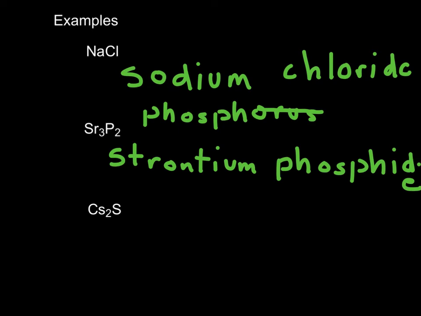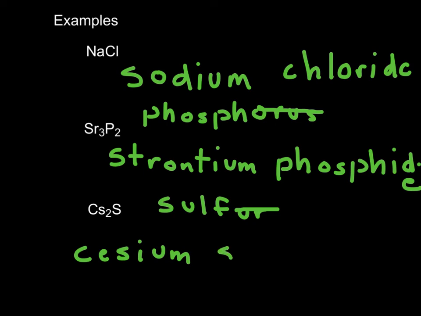The third example is Cs2S. Again, the subscripts make no difference in the naming of a type 1 binary ionic compound. So Cs stands for cesium, and the rule is that the cation gets the element name. S stands for sulfur. So when we look at sulfur, we have to cut off the end. So we're going to cut off the UR, and we're going to add IDE. So this is sulfide.